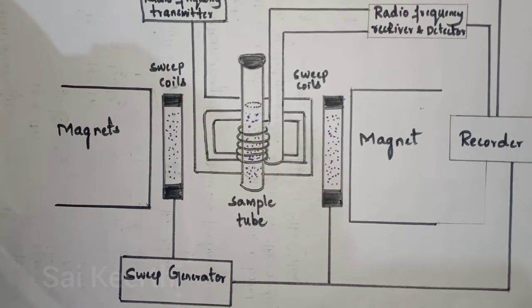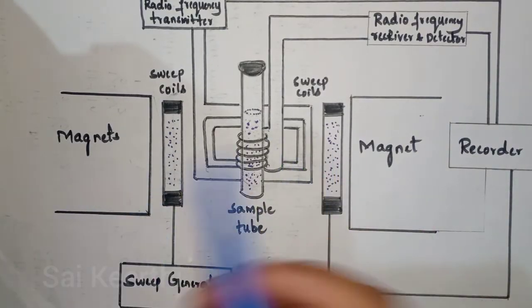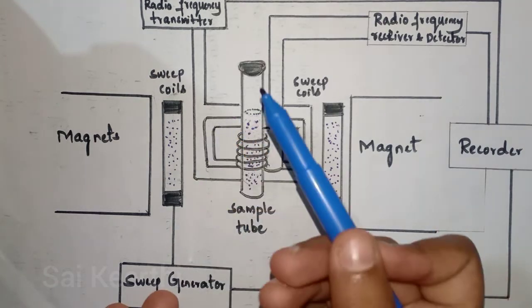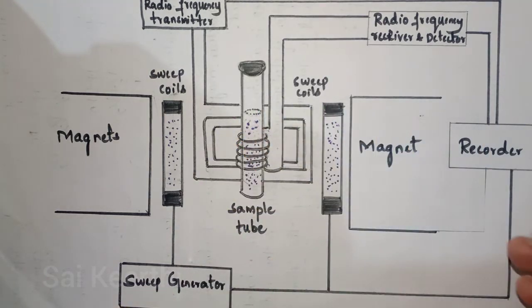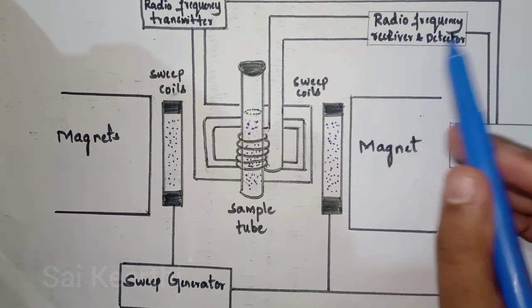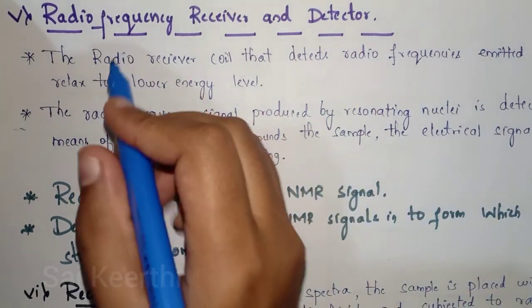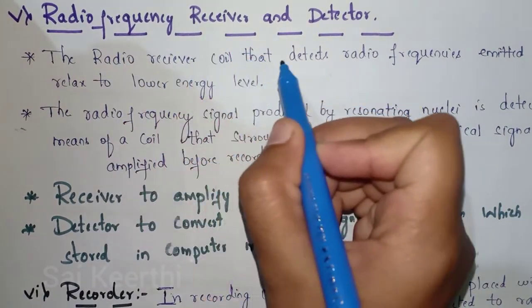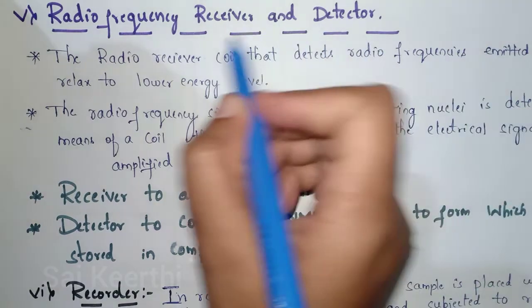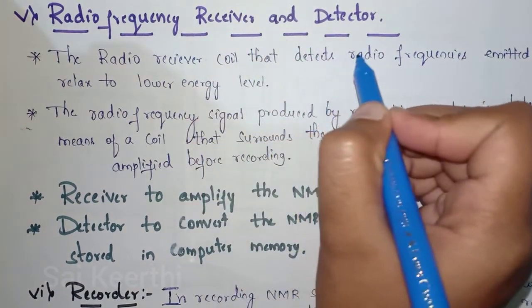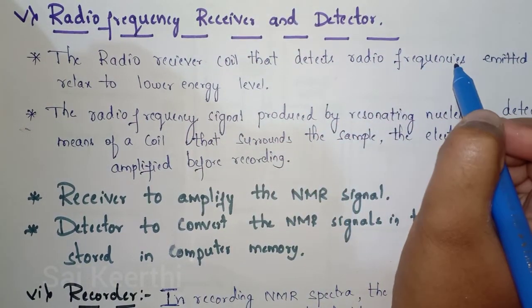Now we have studied about the magnets, sample, sweep coils, sweep generator and radio frequency transmitter. Now the remaining things are the radio frequency receiver and detector, and a recorder. Coming to the radio frequency receiver and detector, the receiver coil detects the radio frequency. The receiver coil will detect the radio frequencies.